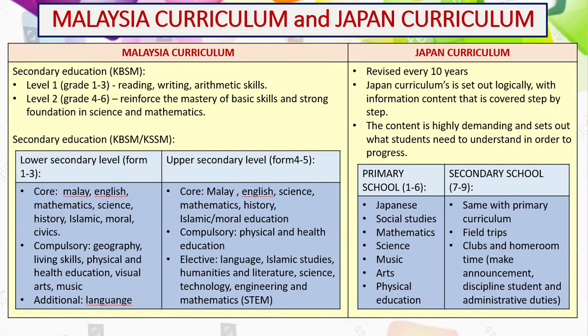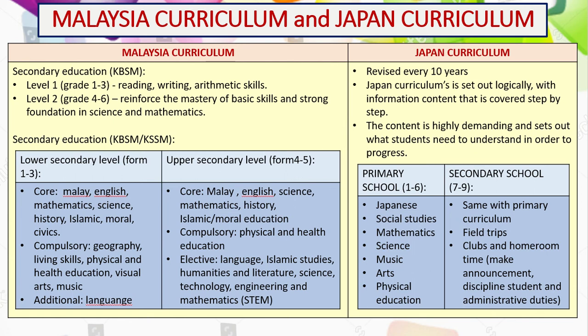Next is the Malaysia curriculum and the Japan curriculum. The Malaysia curriculum consists of primary education, in which level 1, for grade 1 until 3, mostly consists of reading, writing, and arithmetic skills. And level 2, for grade 4 until grade 6, consists of reinforcement of the mastery of basic skills and a strong foundation in science and mathematics.